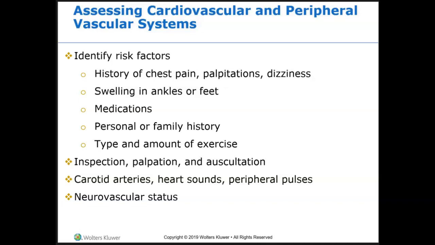Assessing cardiovascular and peripheral vascular systems. So we're going to look at risk factors, history of chest pain, history of palpitations, history of dizziness, history of swelling in the ankles or feet, medications the patient's taking, personal and or family histories, types and amounts of exercise that they get, daily, weekly. We are going to inspect, palpate, and auscultate the carotid arteries, the heart sounds, the peripheral pulses, and we're going to do a neurovascular status evaluation, right?